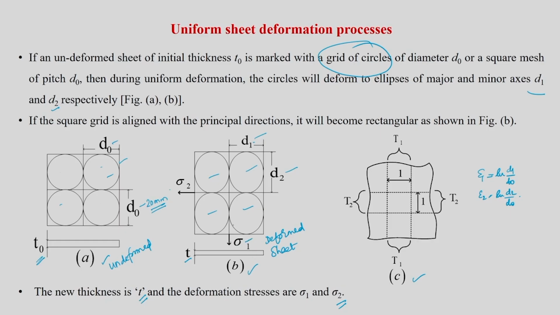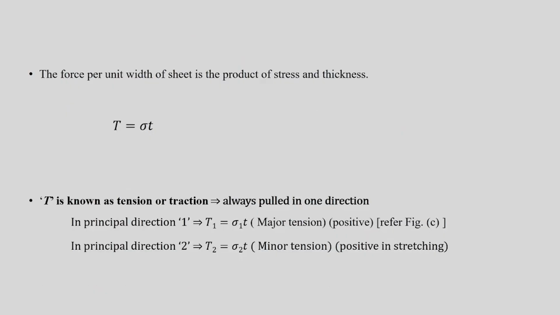Okay. And this sigma 1, sigma 2 will give rise to T1 and let us say T2, which are actually called as tension or traction. So that T can be evaluated from sigma into t. If you want T1, it will be sigma 1 into t. If you want T2, it will be sigma 2 into t, which is what I have given here. Okay. T is known as tension or traction, which means it is always pulled in one direction.